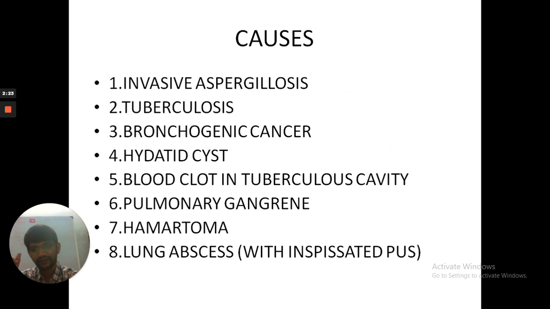So what are the causes? Invasive aspergillosis, some cases of tuberculosis. All causes of consolidation can form air crescent sign, but these are the commonest causes. Bronchogenic carcinoma, hydatid cyst, blood clot in a tuberculous cavity, pulmonary gangrene leading to infarction, necrosis, and then formation of air crescent sign, then hematoma, and within a lung abscess, if there is an inspissated pus, we see this sign. So these are the various causes for air crescent sign.